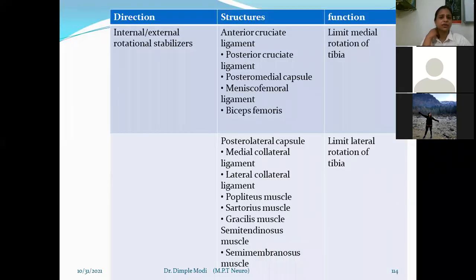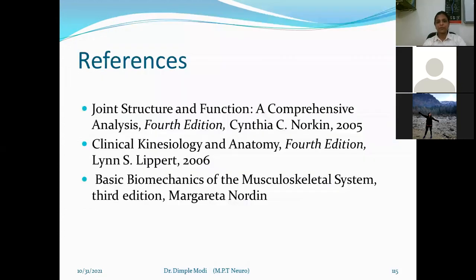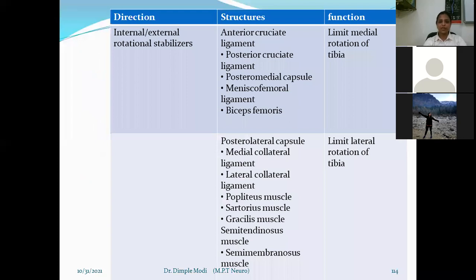The posterior cruciate ligament, posterior medial capsule, meniscofemoral ligament, and the biceps femoris limit the medial rotation of the tibia. The medial collateral ligament, lateral collateral ligament, obliquus muscle, sartorius, gracilis, and the semitendinosus muscle limit the lateral rotation of the tibia. So with this, I finish the biomechanics of the knee joint.